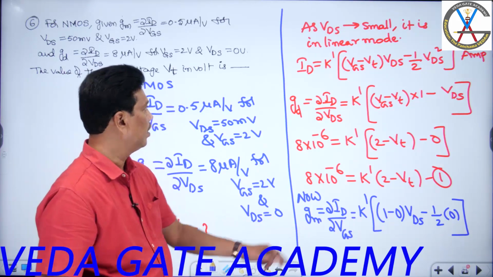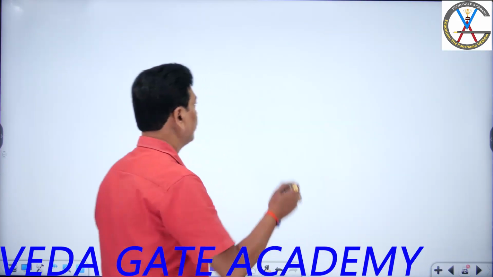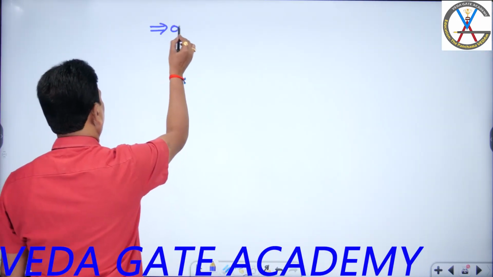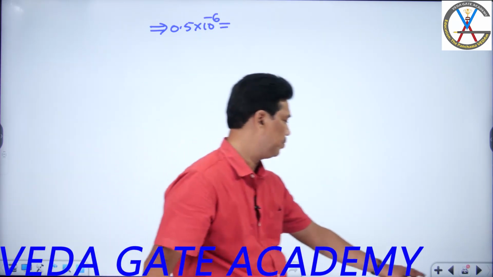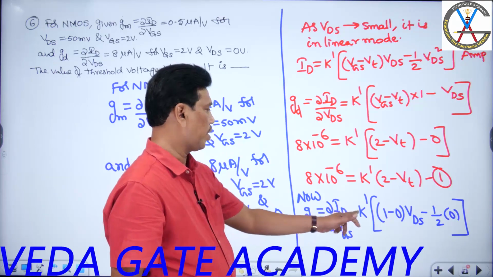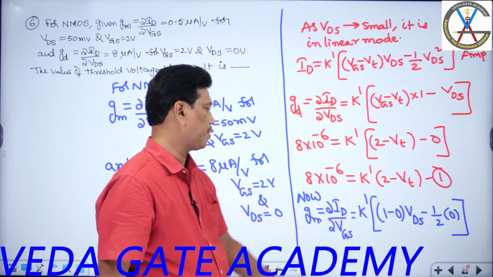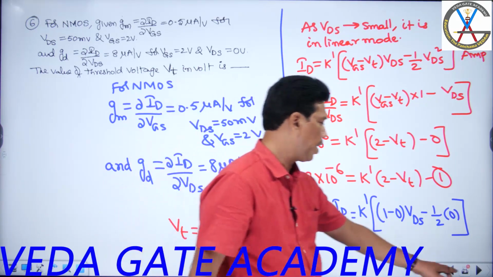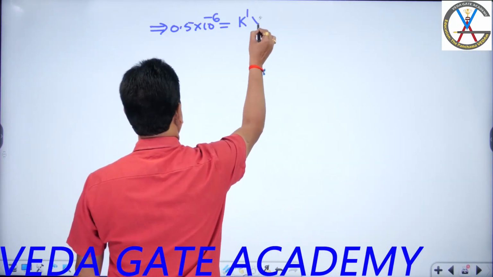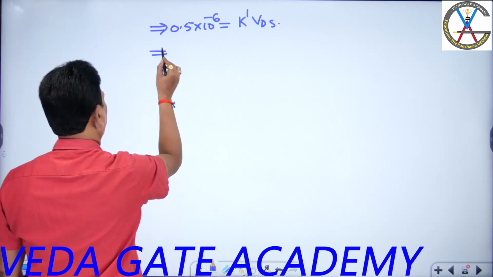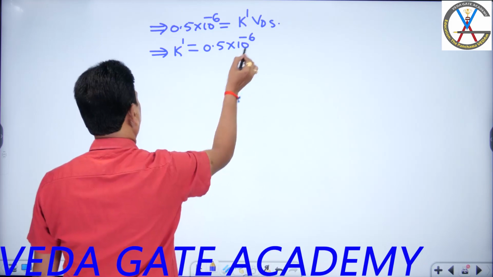Now I substitute. GM equals how much? 0.5 micro. So GM equals 0.5 micro, which equals K dash into VDS, and VDS is the value given. So what is K dash? K dash equals 0.5 into 10 power minus 6 by VDS.